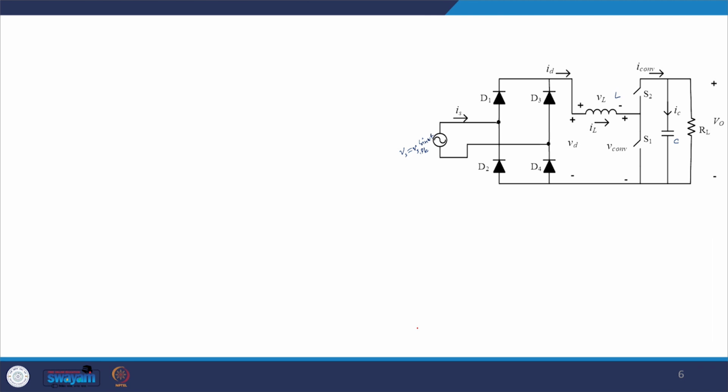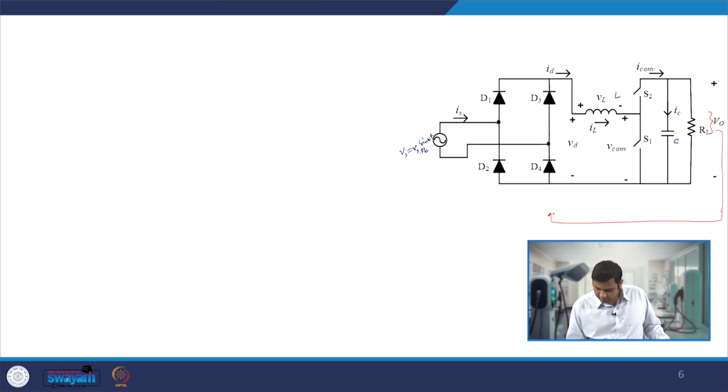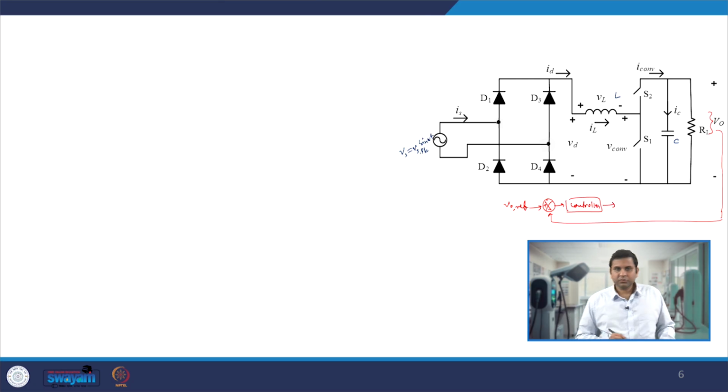So the advantage is that if we look at the closed loop solution further, it will be very simple. You just sense the output voltage, define V0 reference, and the output of the controller goes directly to the modulator block, where we make sure that the turn-on period of this S1 is kept constant and the switching frequency is kept constant.